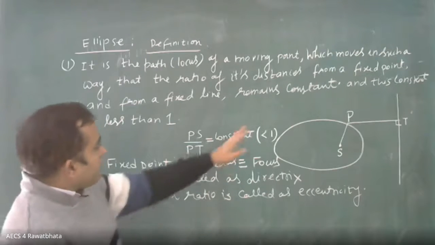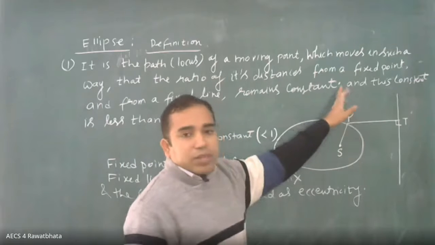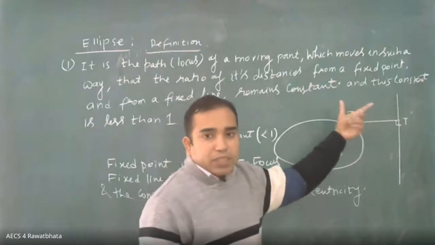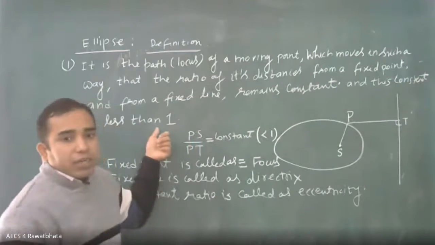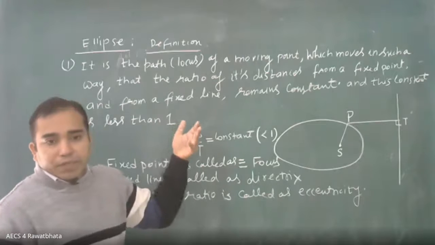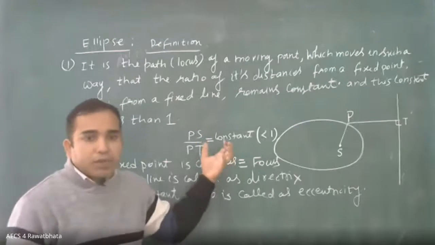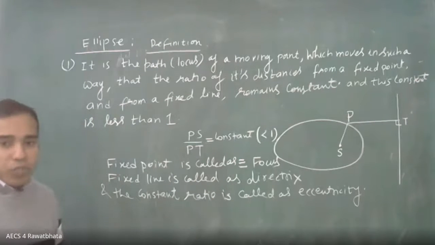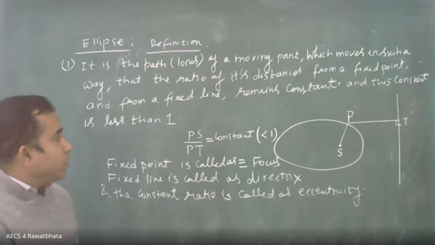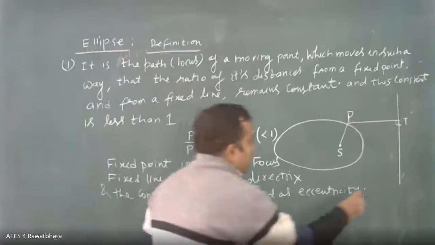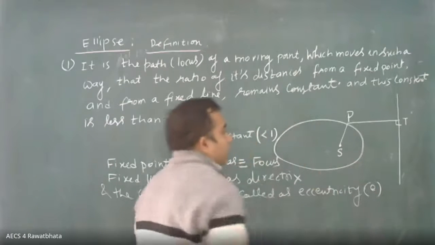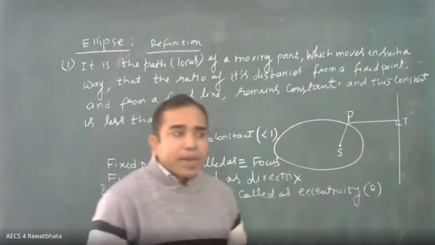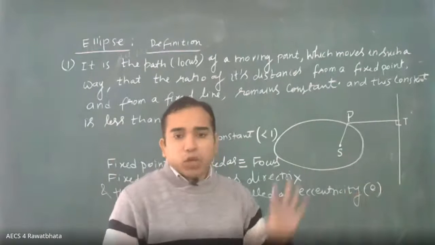So up to here it was the general definition of conic section. I simply copied it, and then I attached one more condition, that the value of the ratio of distances is less than 1, so that becomes ellipse. Very nice, very conceptual definition. And this constant, this eccentricity, we often denote by e also.